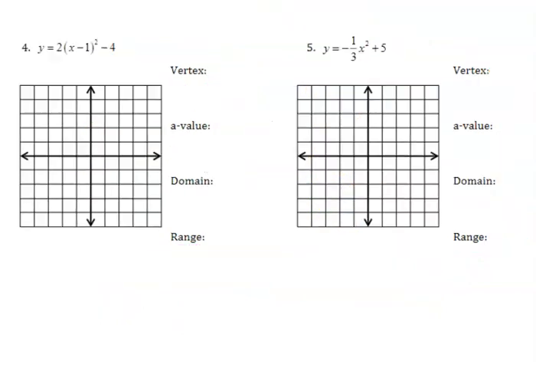All right. Thank you for sticking with me. I want you to look at these two and see what you notice. Can you identify the vertex, the a value, the domain, and range? So I want you to try number 4 and then check back.